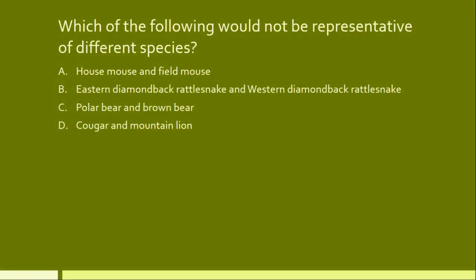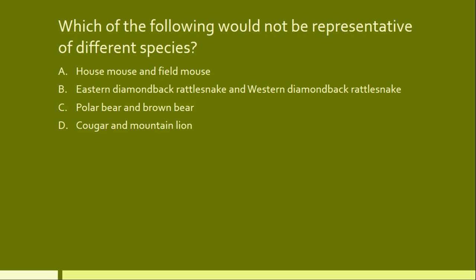So which of the following would not be representative of a different species? House mice and field mice, right? That is a house mouse and a field mouse. An eastern diamondback rattlesnake and a western diamondback rattlesnake, a polar bear and a brown bear. Brown bears are also known as grizzly bears. Or a cougar and a mountain lion.